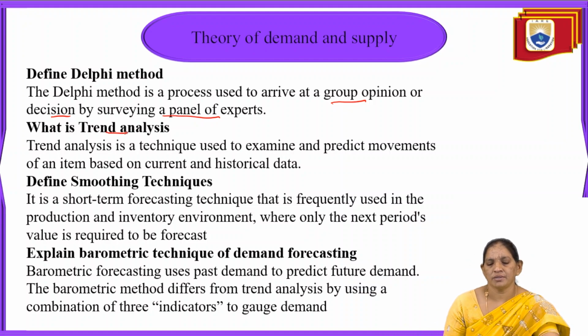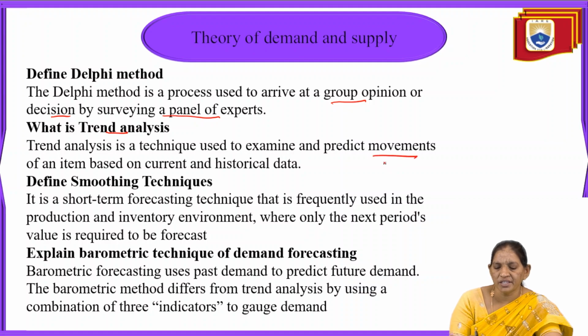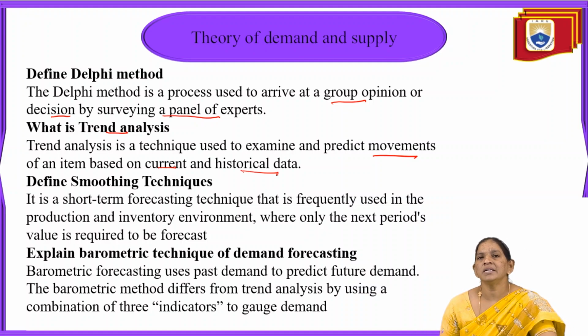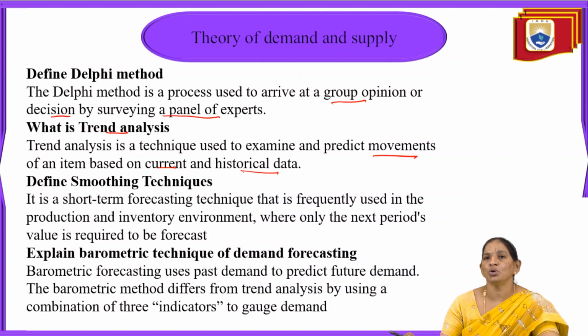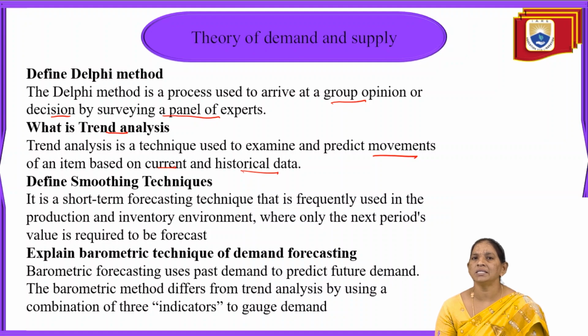What is trend analysis? Trend analysis is a technique used to examine and predict the movement of an item based upon current and historical data. Trends means what will happen in the future, or maybe the next moment, that I want to analyze or predict. How can I analyze? By examining what happened in the same situation last year, based upon the present situation or past data available. Means any calculation or assumption for the future, taking the analysis of past or historical data.